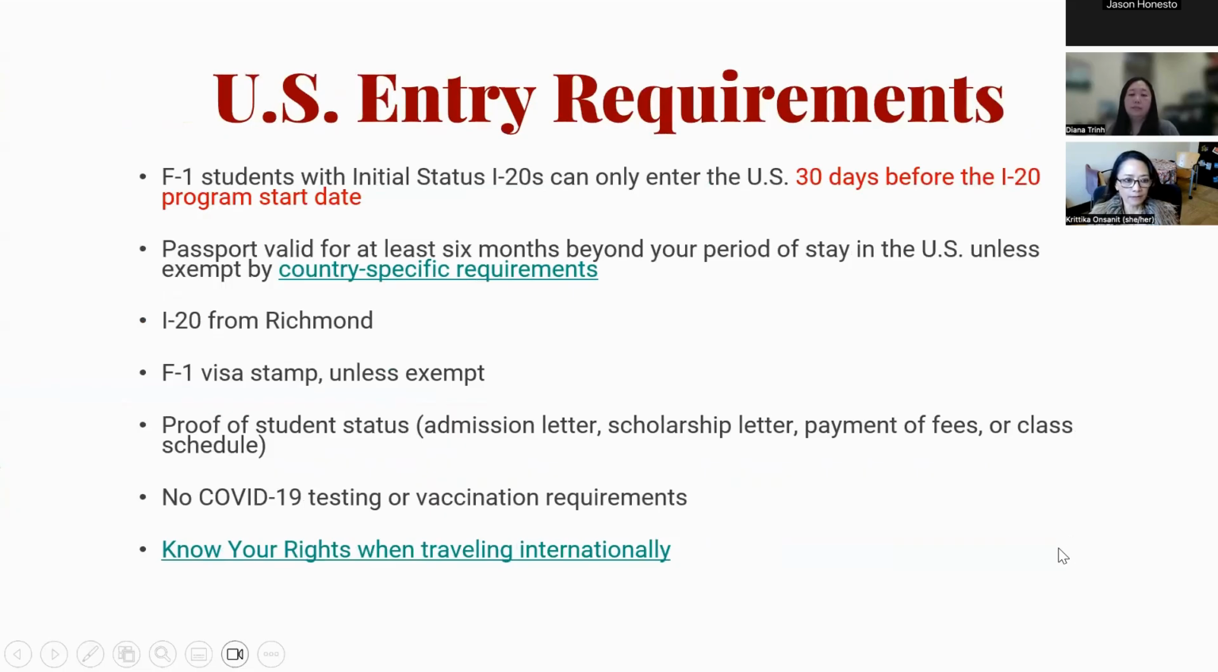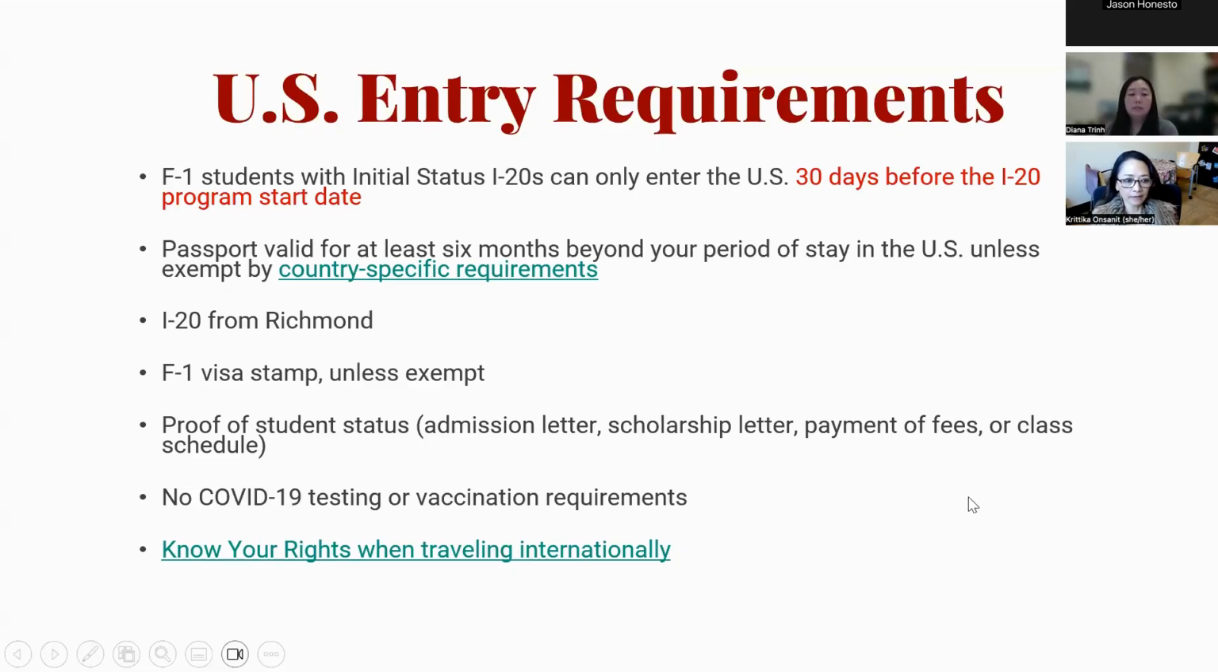Okay, so in terms of what you need to enter the US, please be aware that if you are coming to the US for the very first time in what we call initial status, so that would be students who have never held an I-20 in the US before, and you have not transferred your status from high school or any other place where you were more recently an F1 student, okay? If you're coming for the very first time, never held an I-20 before, entering in initial status, please realize you are restricted to entering only 30 days before the I-20 program start date. So just realize there is a limit to how far in advance you can come into the US, if this is your situation.